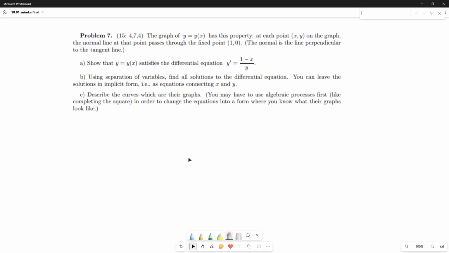We're dealing with a curve for which at each point of the curve, the normal line at that point passes through the fixed point (1, 0). Let's try to illustrate this partially by drawing a figure.